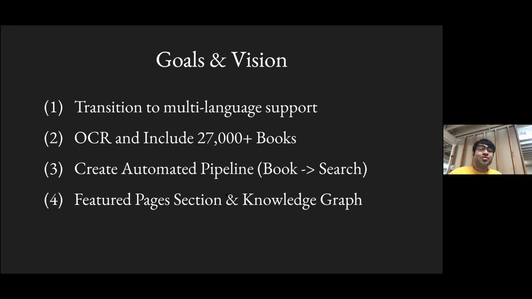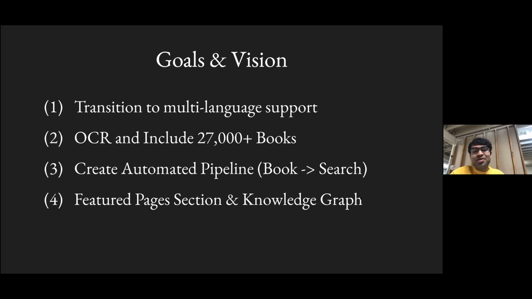And then the third thing was creating an automated pipeline. So essentially, imagine if someone could just give us a book, and we can automatically put it on the search engine without any manual intervention. That's what the automated pipeline is. It would be very, very efficient if we can do that, because that would essentially mean that we're not limited by any manual means. We can scale to as much as you want.